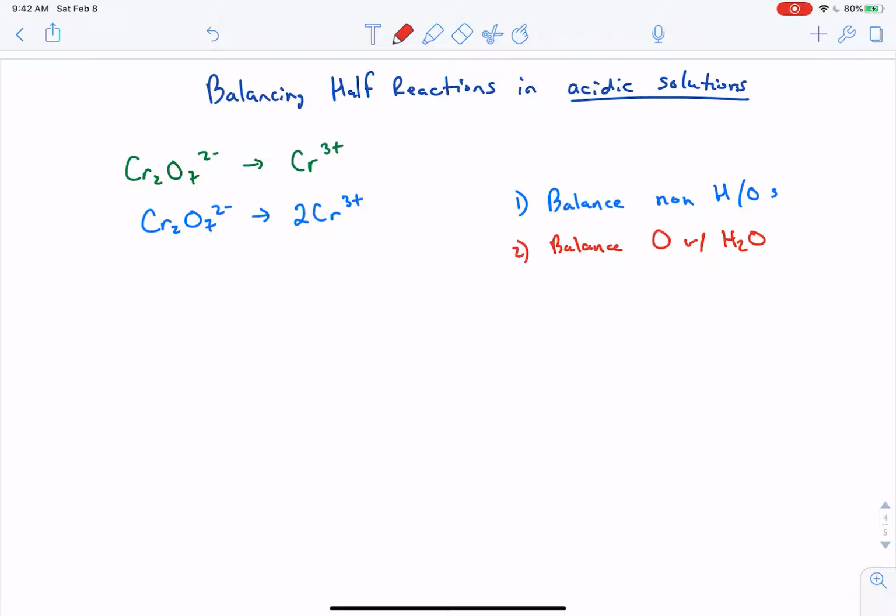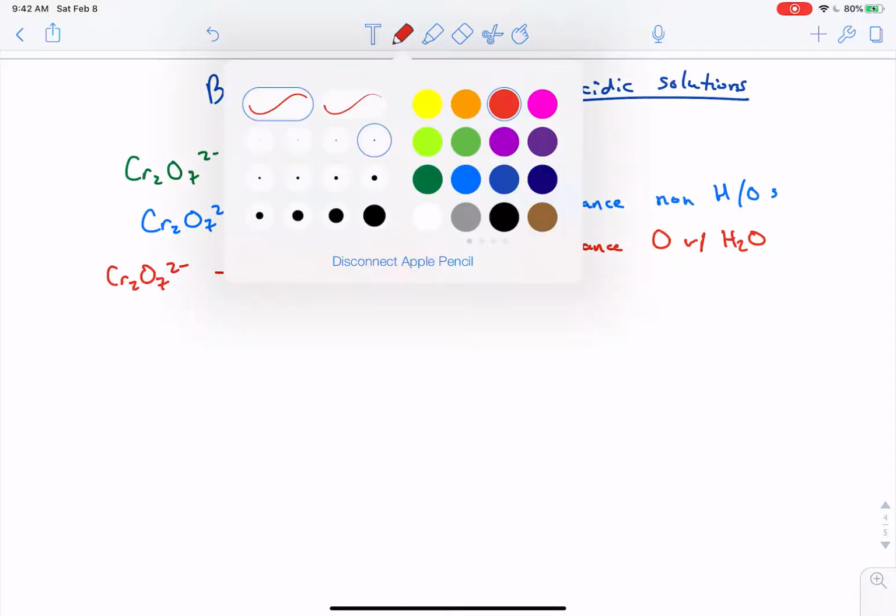So in this case, because we only have O's on one side, then we just have to add that number of waters on the other side. But again, count how many oxygens are on both sides and just add the difference to one side. Okay.